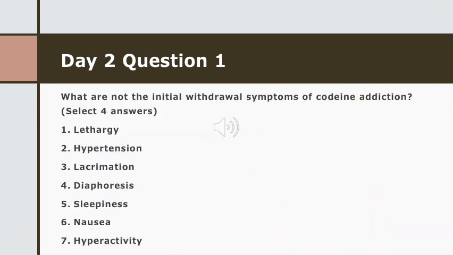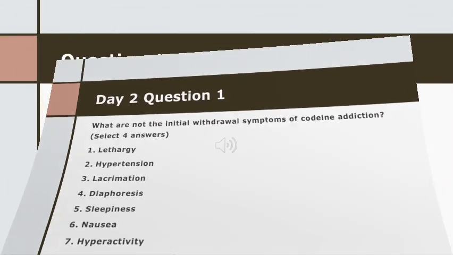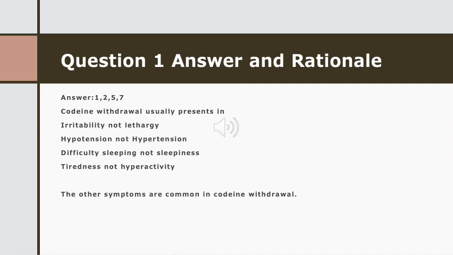Day 2, question 1. What are the initial withdrawal symptoms of codeine addiction? Select 4 answers. Lethargy, hypertension, lacrimation, diaphoresis, sleepiness, nausea, hyperactivity. Question 1, answer and rationale. The answers are 1, 2, 5, and 7.